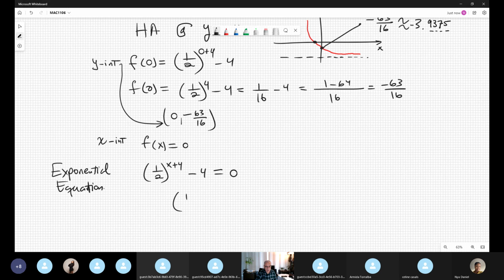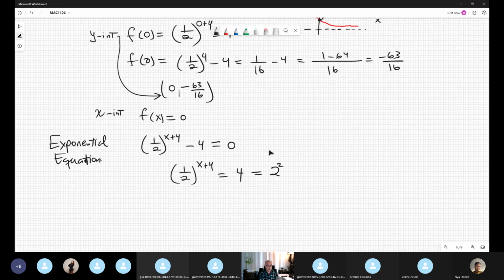So now I manipulate. How do you manipulate? You copy this, bring it down, and move the 4 to the other side. You know that 4 is 2 to the second power. Ooh, what is the complication? Well, the complication is that when I need to manipulate, you have to express both sides using the same base. And then you have two options.